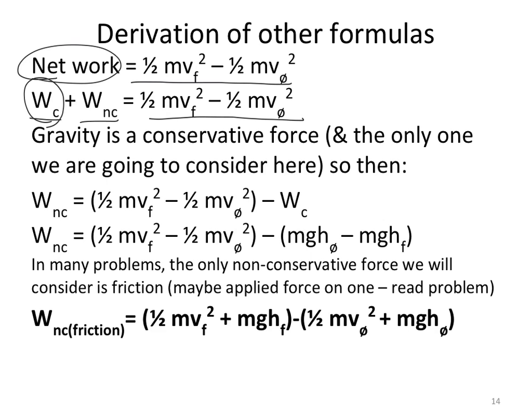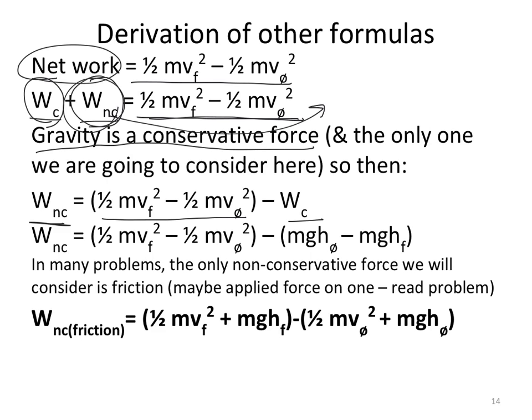We took work from gravity, we took work from friction, we added them all up, we set it equal, and we found some velocity changes. And we did several problems in class that way. But if we consider gravity being our conservative force and the only one we're going to consider here, I'm going to subtract this over here. And what I get is the non-conservative forces are going to equal this minus the conservative forces.